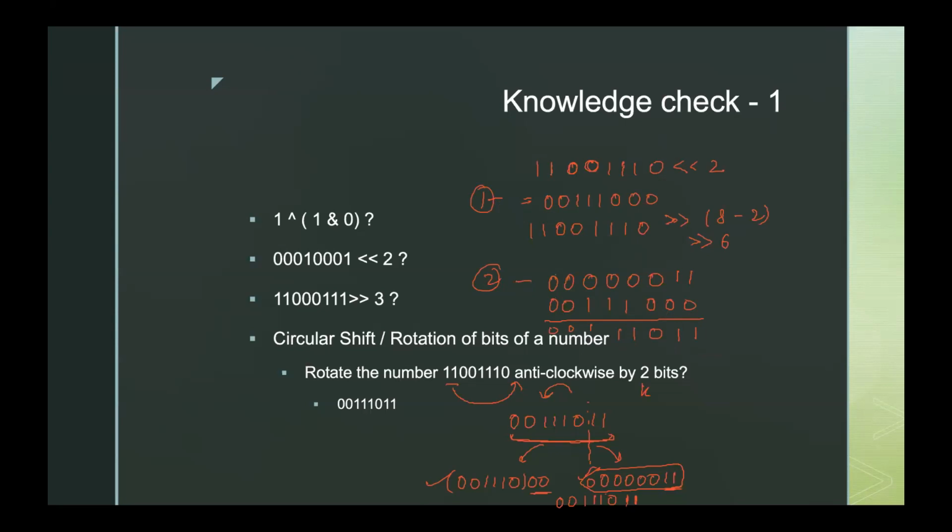And if we try to derive the formula for this, what we did here was shift the number n by k bits. In this case, k was 2, and we performed OR with the number which we got when we shifted the number towards the right by n minus k bits.